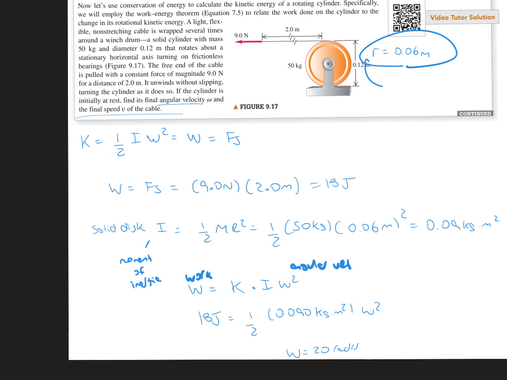Next, the moment of inertia is going to be 1/2 mr squared. This is the formula for a solid disk, and this is what we're dealing with in this problem. So as we plug in the values, we have 1/2 times 50 kilos times 0.06 meters squared, and that should give us exactly 0.09 kilograms meter squared.